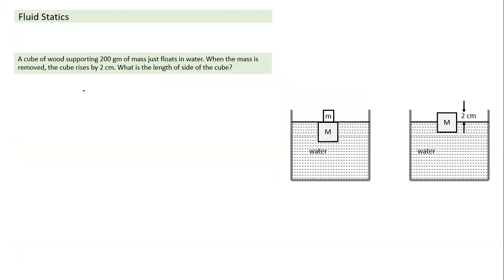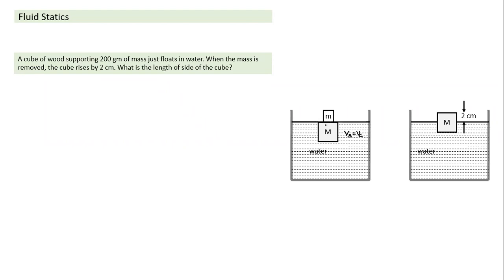Okay, I'm going through a number of questions related to this topic. A cube of wood is supporting 200 grams of mass and just floats in water. Whenever we say just floats in water, it means the volume submerged is equal to the volume of the cube. That's one way you can understand "just submerged." Second, we can understand that the top surface is in line with the water level or liquid level.